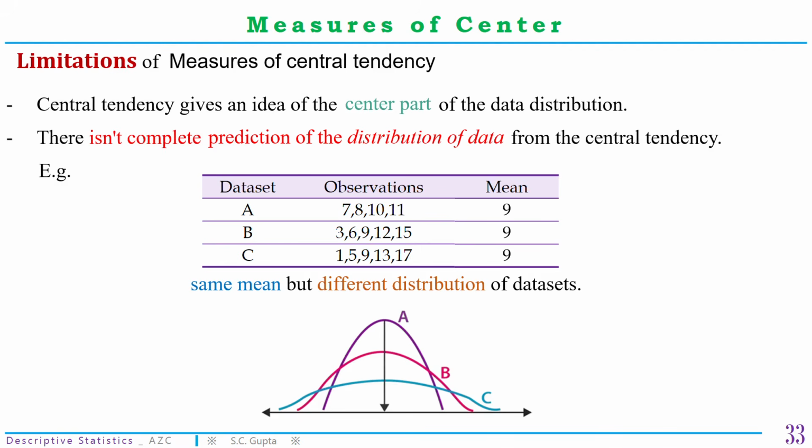This arises as a limitation of measures of central tendency. Central tendency gives an idea of the center part of the data distribution, but there isn't a complete prediction of the distribution of data from the central tendency.